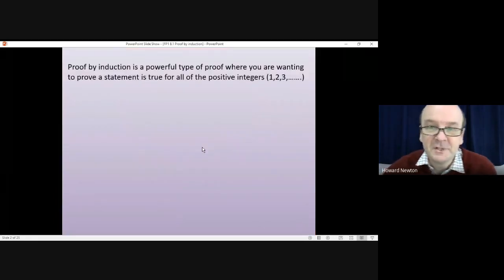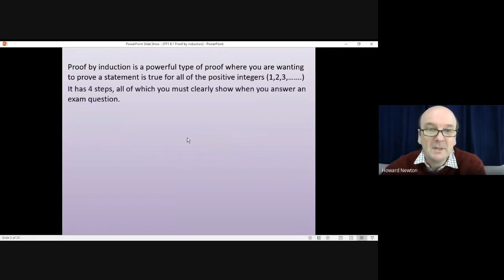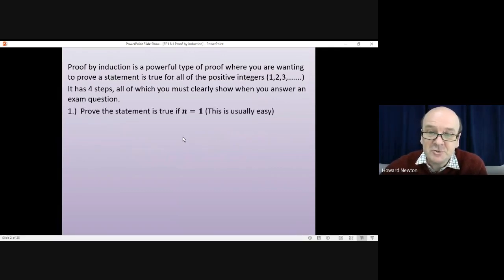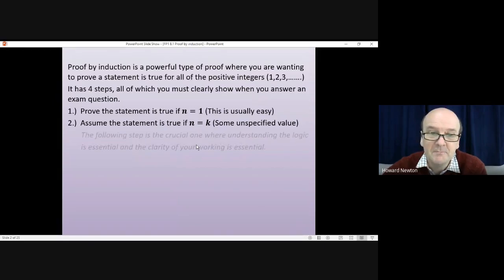Now, proof by induction is a powerful type of proof where you're wanting to prove a statement that is true for all of the positive integers, 1, 2, 3, 4, and so on. It's got 4 steps to it, all of which you must clearly show when you answer an exam question. Step 1. You have to prove that the statement's true if n equals 1, and this is usually easy to do. Step 2, you make an assumption. You assume that the statement is true for n equals k, some unspecified value.